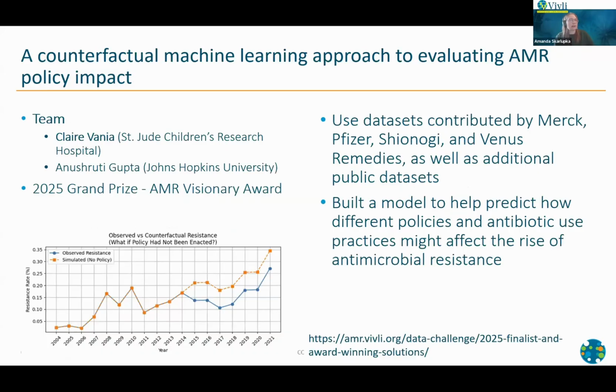Another example of how this data has been used and analyzed and the research that has come out of it was another one of our data challenge participants, and they created a counterfactual machine learning approach in evaluating AMR policy impact. So this was a team of 2 individuals. They were also the recipients of the other grand prize for last year's data challenge. And they used data sets that were contributed by Merck, Pfizer, Shionogi, and Venus Remedies, as well as additional public data sets. And they built a model to help predict how different policies and antibiotic use practices might affect the rise of antimicrobial resistance.